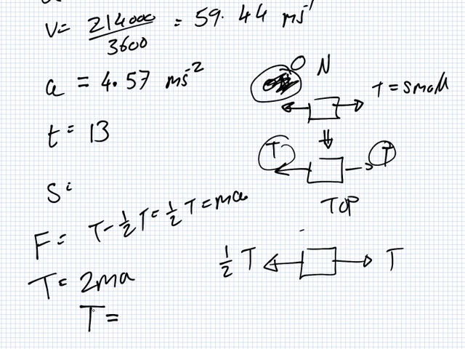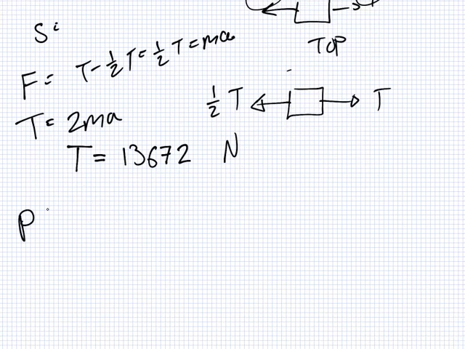So what's T? Okie dokie. 13,67... 13,672 newtons. Great. But now what? We still don't have the power. So what's the formula for power? Oh, very good. Power is work over time, which is force times distance over time.